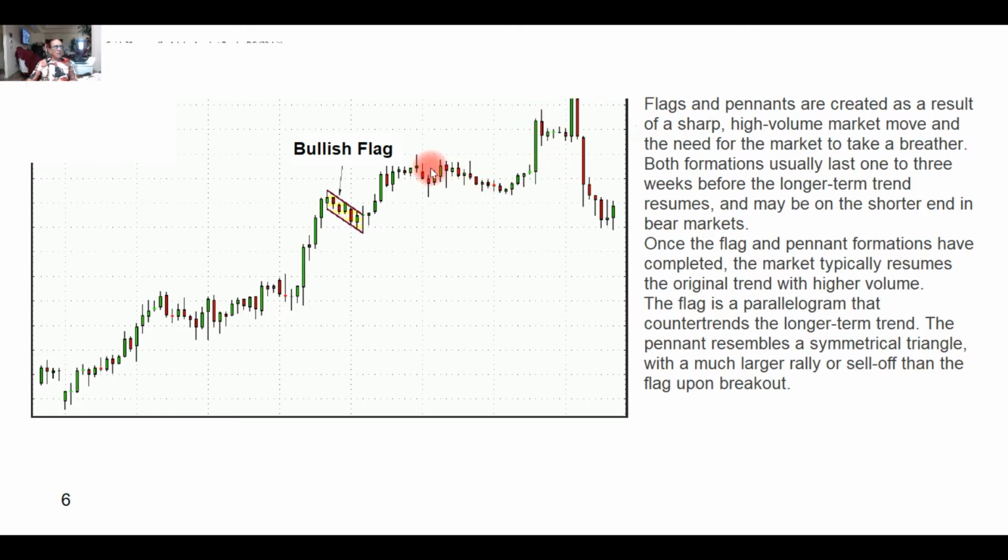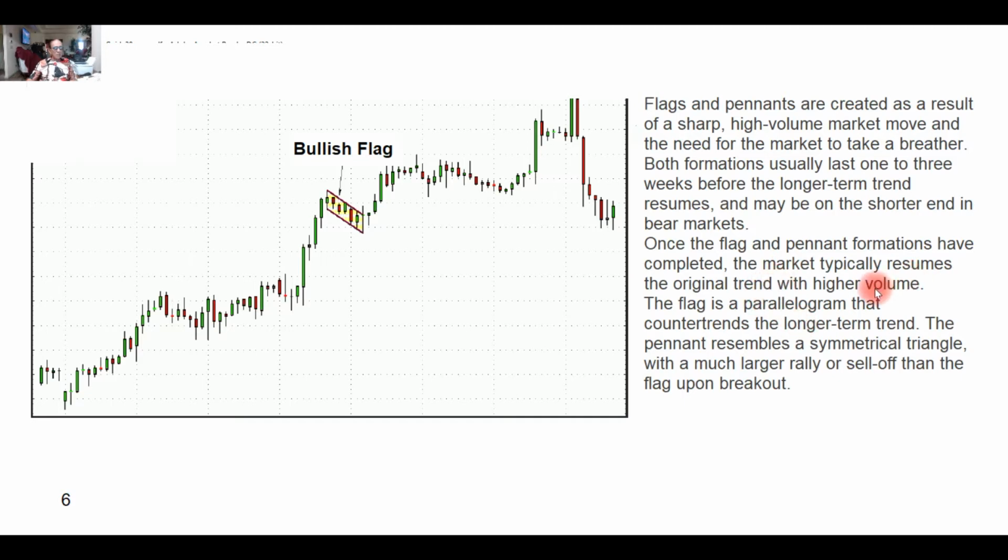So we start visualizing a pattern. This is the shoulder on the left-hand side. Here comes the head, and now here we got a shoulder on this side. And if you've been on this ride for so long, I would consider getting out here, because this is going to change direction. Once the flag and pennant formation has been completed, the market typically resumes the original trend.